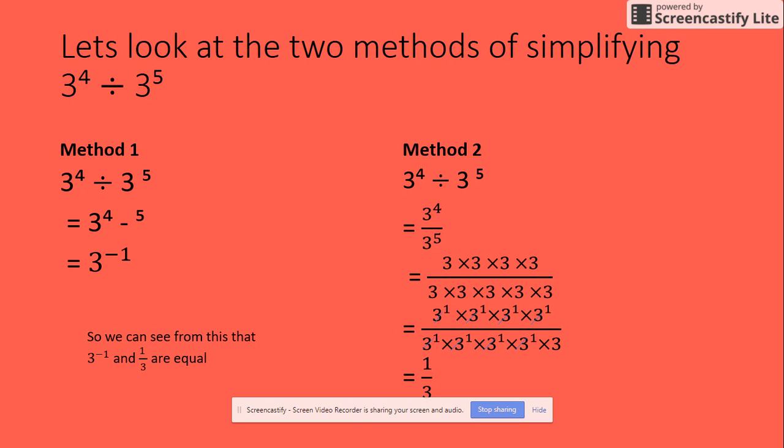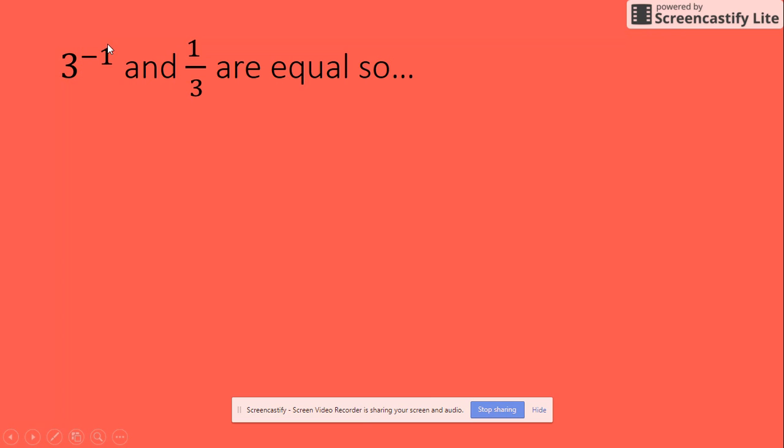How do we do that? If we say that 3 to the negative 1 and 1 over 3 are equal, then as soon as we make it into a fraction, we lose the negative. The 1 becomes the numerator, and the 3 becomes the denominator. So if we've got a 2 to the negative 1, we've got to lose our negative. That's going to go to the top, and that's going to go to the bottom.